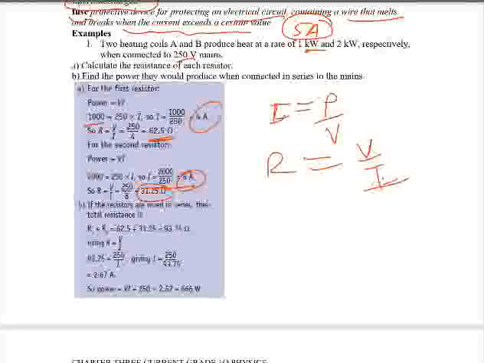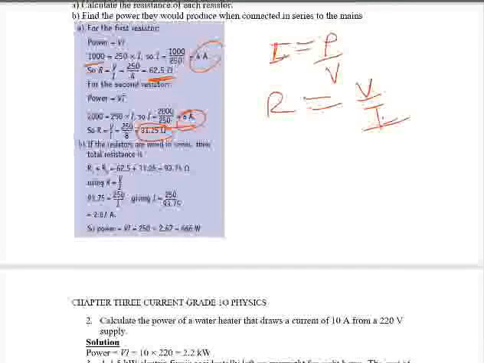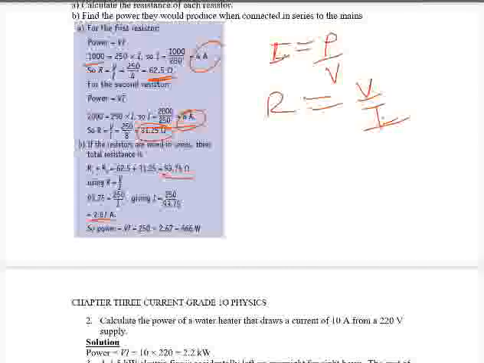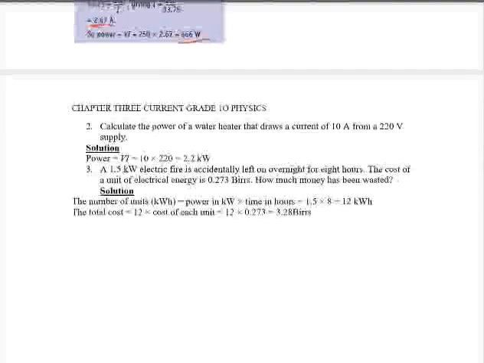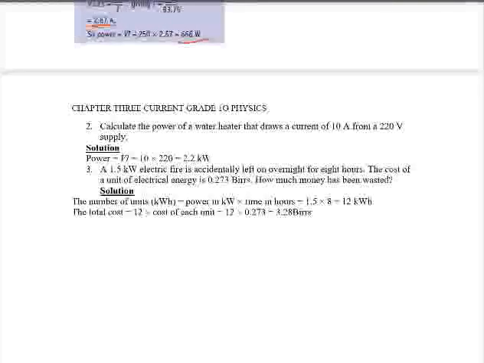And you are asked to calculate the power produced when connected in series to the main. If the resistors are connected in series, the total resistance becomes this much. And since this one is the total resistance, the current becomes this much. And if you get the current, finally the power is equivalent to voltage times current, which is equivalent to 666 watt.